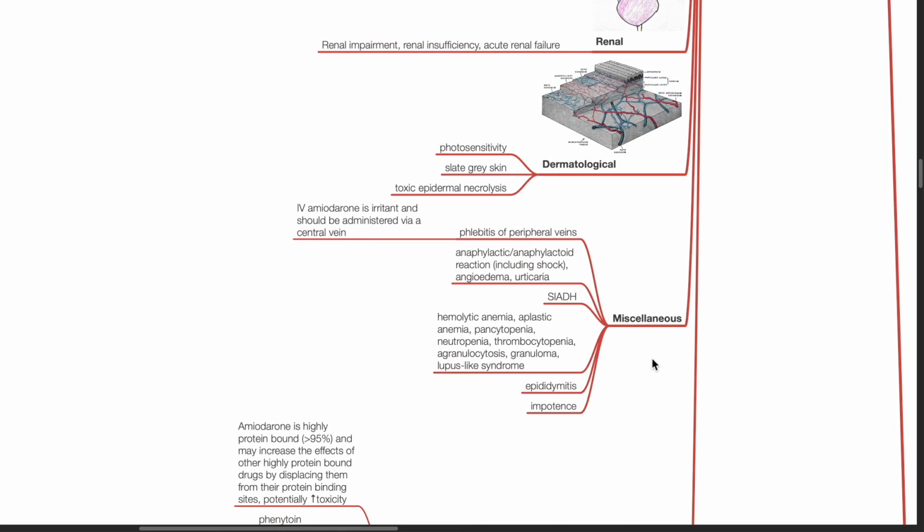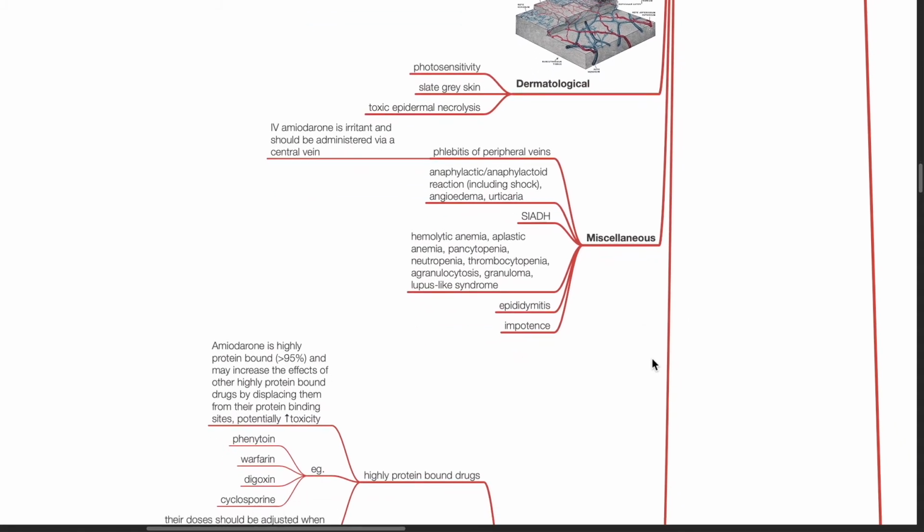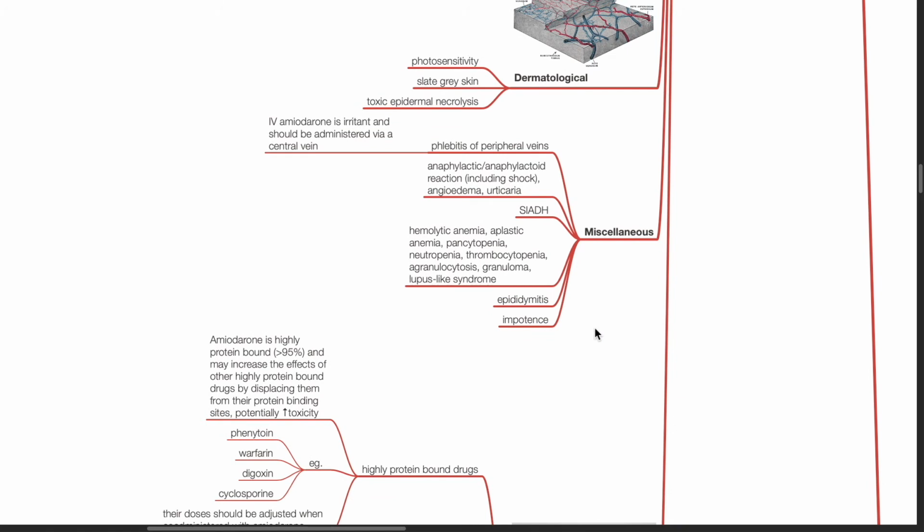Other adverse effects include phlebitis of peripheral veins, anaphylaxis and urticaria, SIADH, hemolytic anemia, aplastic anemia, pancytopenia, neutropenia, thrombocytopenia, agranulocytosis, granuloma, lupus-like syndrome, epididymitis, and impotence.